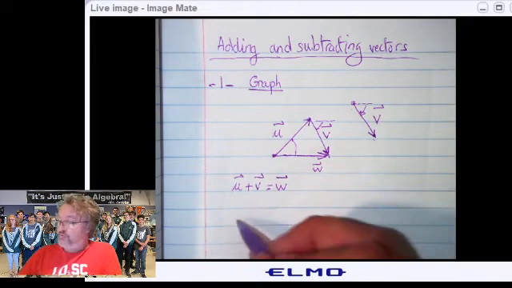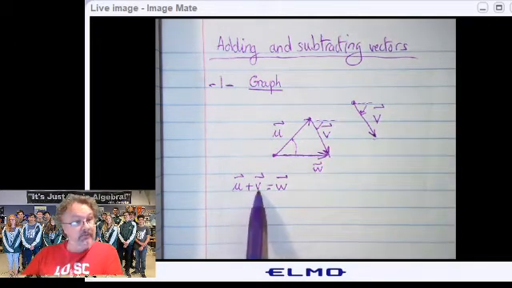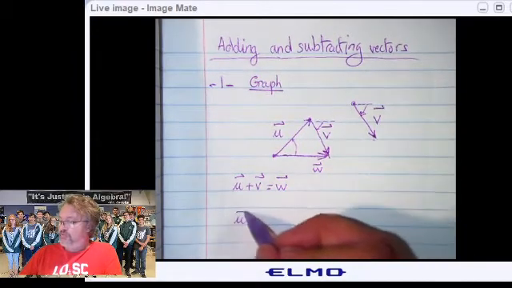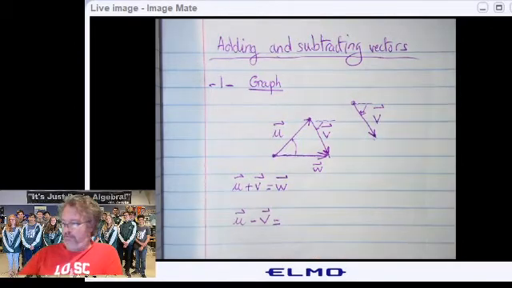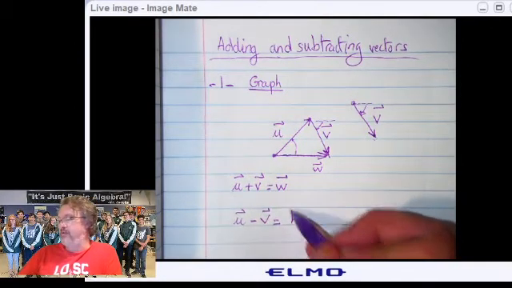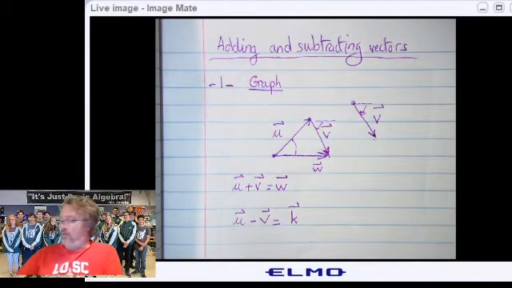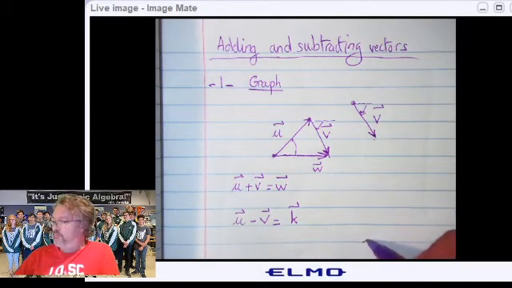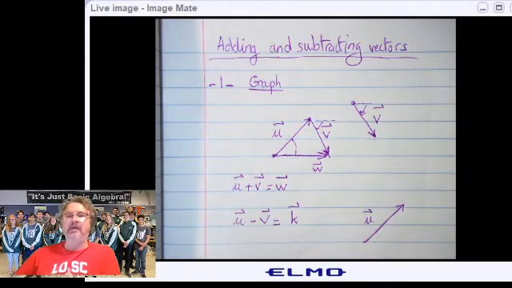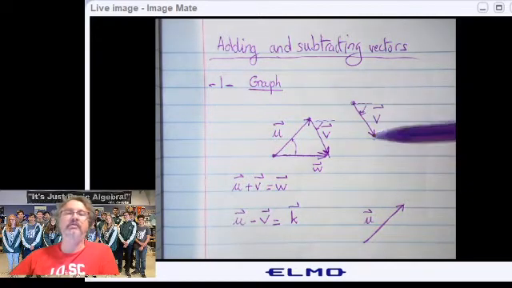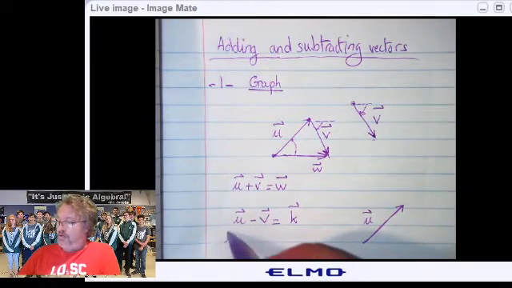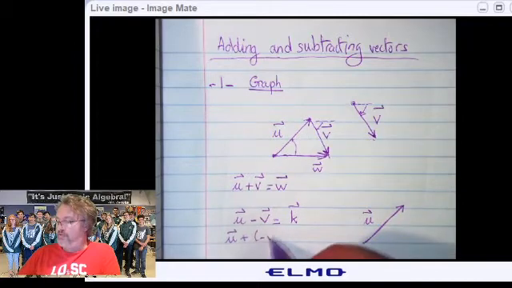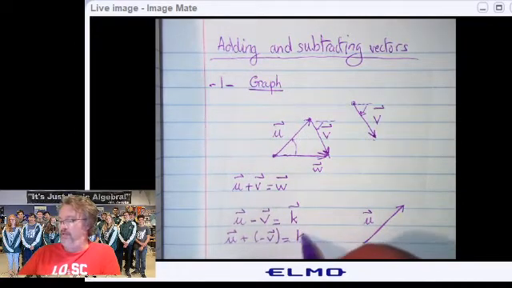What if I wanted to do now not u plus v, but u minus v? Let's pretend we have the vector u, we subtract the vector v from it, and let's call the result the vector k. Well, I will start again with my vector u, the same vector as before. And instead of the vector v right here, I will need the vector minus v, because I can rewrite this as u plus negative v equals k.